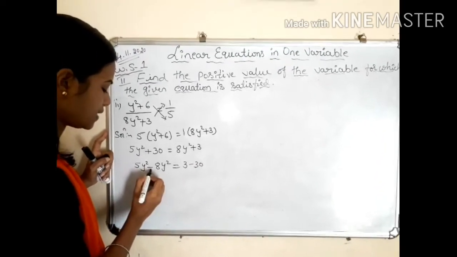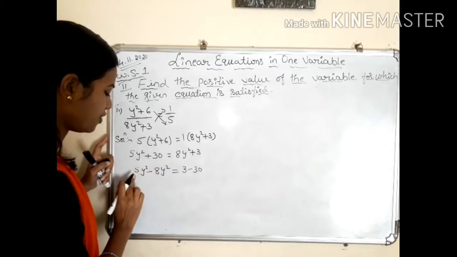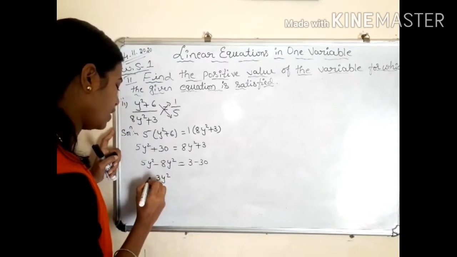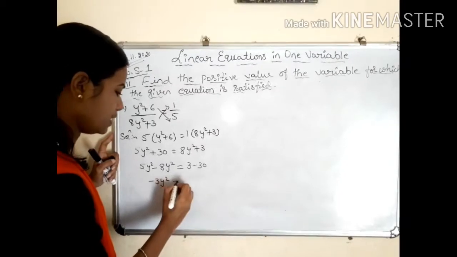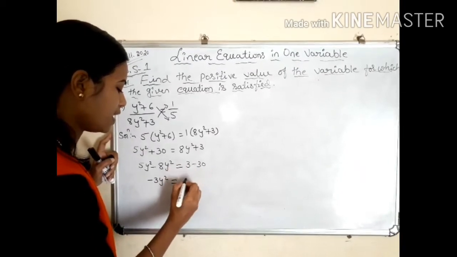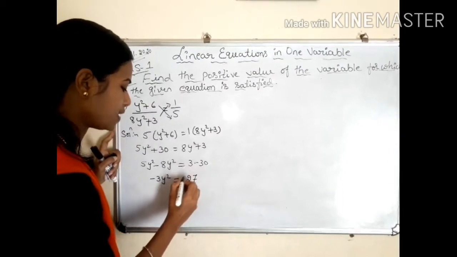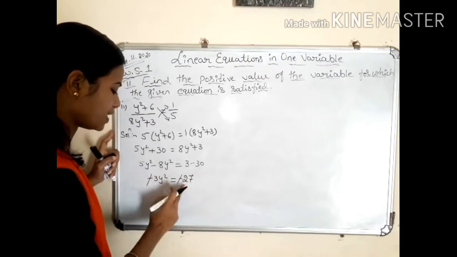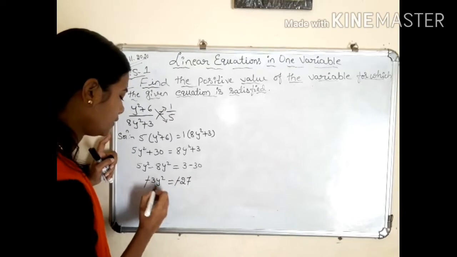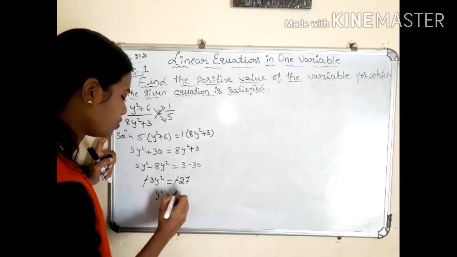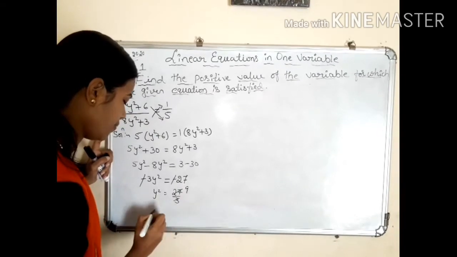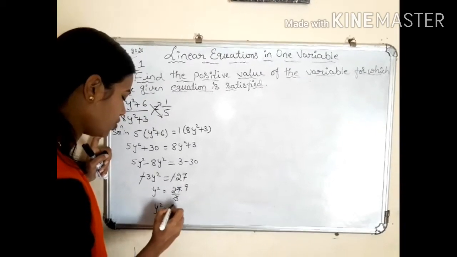Plus into minus is minus. 8 minus 5 is 3y², greater number side minus, is equal to 30 minus 3, 27, greater number sign minus. Minus minus, both in LHS and RHS the minus sign gets cancelled. y² is equal to 27 by 3. 3 ones are 3, 3 nines are 27. y² is equal to 9.